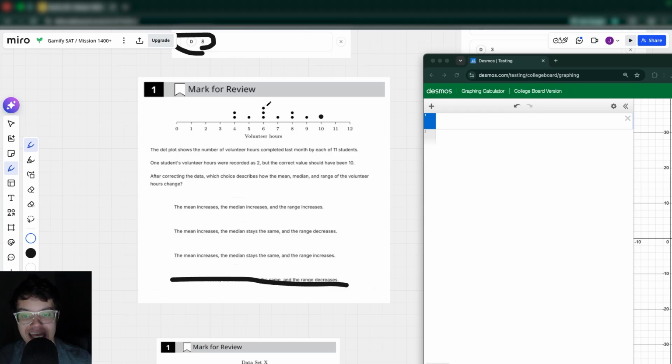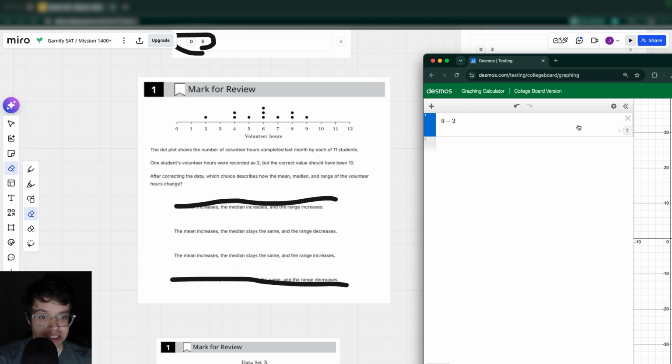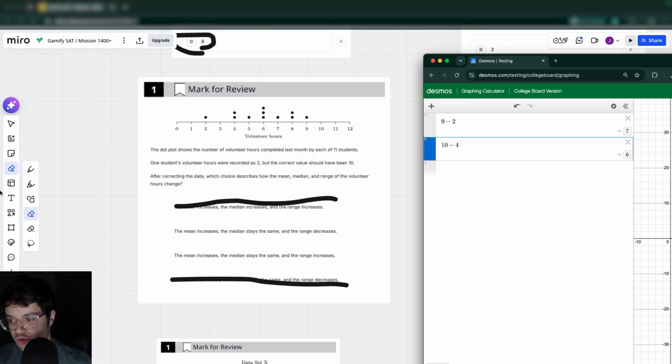Again, it would be 6. So the median also would not change at all. Median cannot increase. What about the range? Okay, pretty easy stuff here. For the first one, we had 9 minus 2 as the range, so that would be 7. For the second time, though, we have 10 minus 4, so that would end up being 6. So the range must decrease at least a little bit, so therefore the answer would be B.